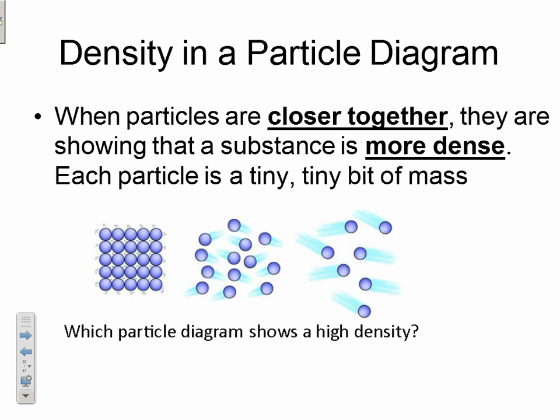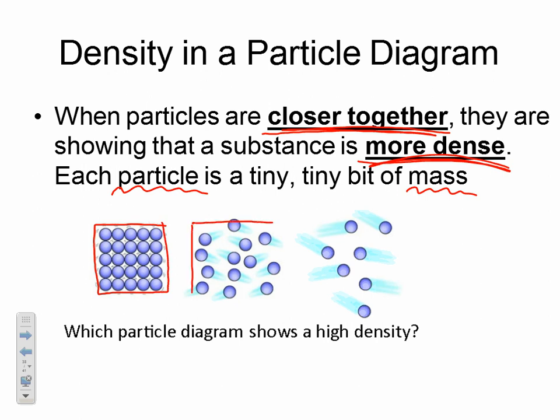So density with particle diagrams. We can draw things with greater or lesser densities with particle diagrams. Because if particles are closer together, then that's going to show that your substance is more dense. They are quite literally more densely packed, because you have to remember that each particle that you draw is a tiny, tiny bit of mass. So the idea is that if we draw one square here, and I'm going to try to make it the exact same size square in all three, and then you look at how many particles are inside that square, right?